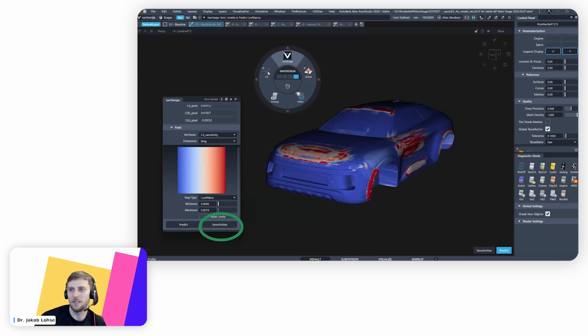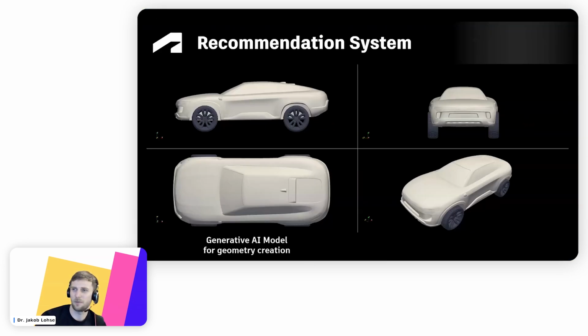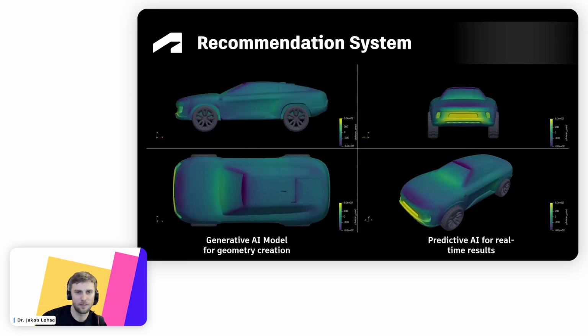So what do I want to do? This is the point where we say, okay, that's the first time where we also want to use AI to generate surfaces. This is what we call a recommendation system. Basically it couples this predictive AI with a generative AI, where you can create basically unlimited new geometry variations, and then obviously also evaluate the performance of each of those variations.